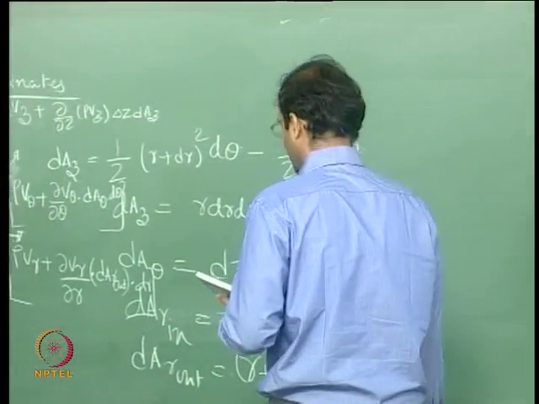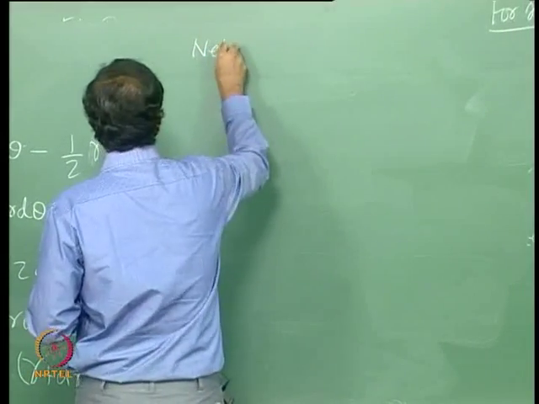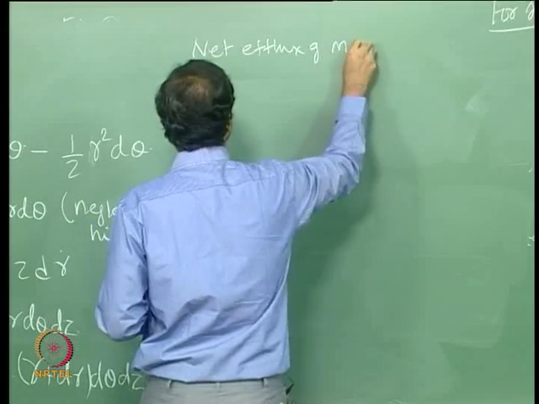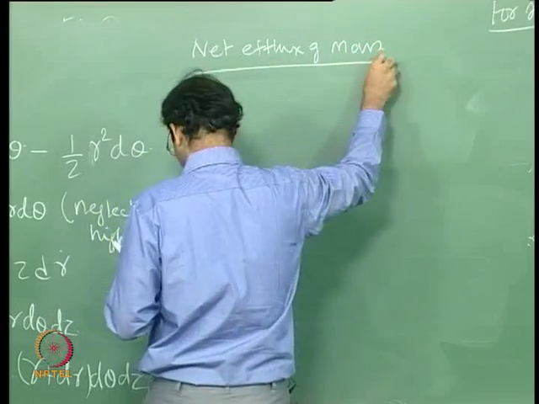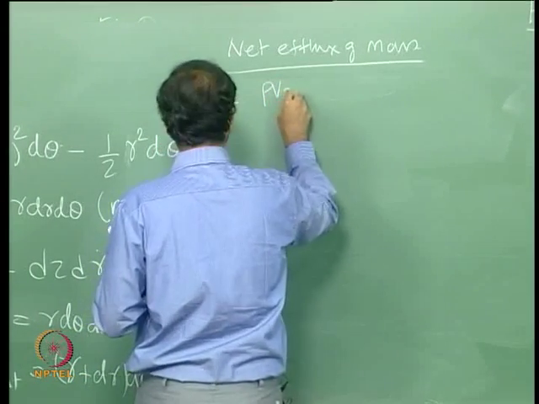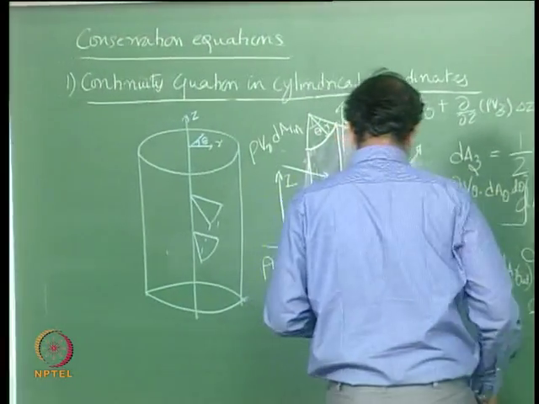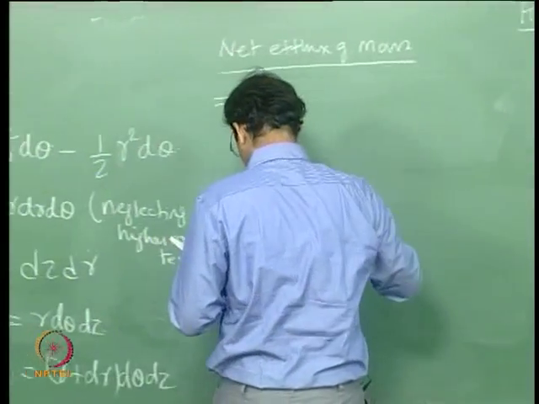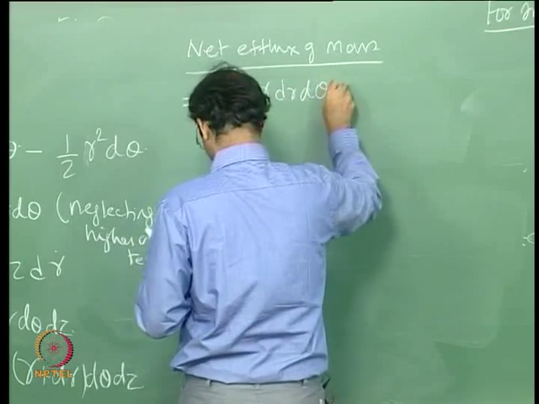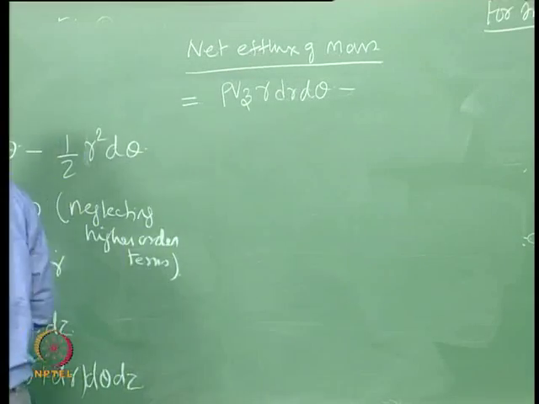and therefore now we will apply the conservation of mass and we will express the net efflux of mass first. The net efflux of mass in all the directions, we will add them together. So along the z direction you have rho vz into dAz, dAz we already know is r dr d theta, minus the flux which is leaving in the z direction from the top.